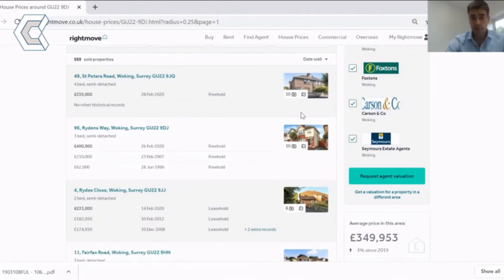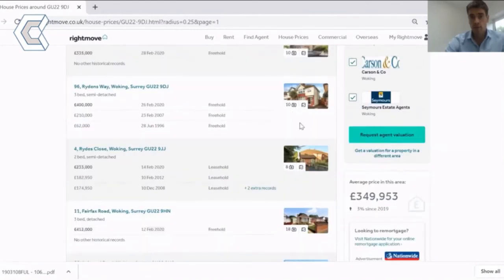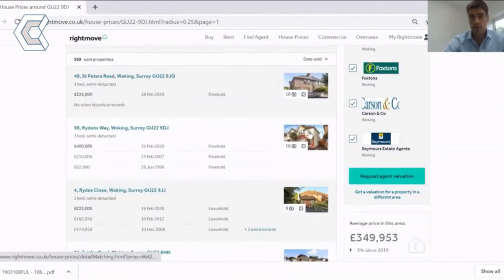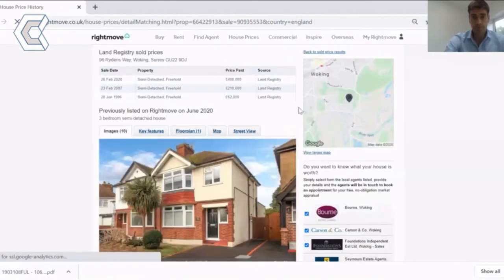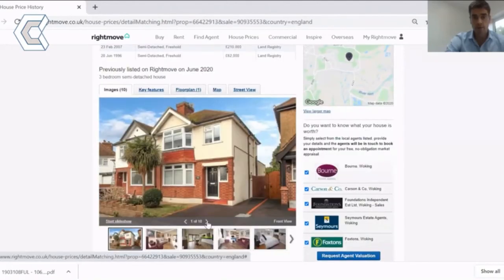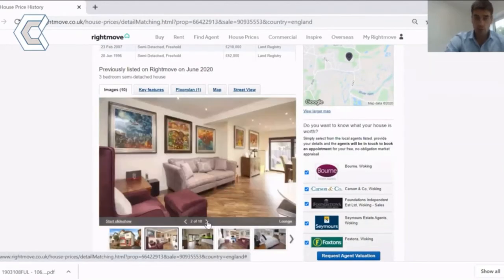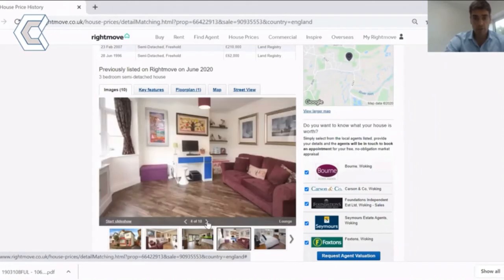Now, talking of pictures, this handy icon tells you what you're looking at before you click into it. So there's 10 pictures here and a floor plan. Very essential. So we go through this, and that takes us into the images. You can see this house here. Looks a well-decorated house, good condition.